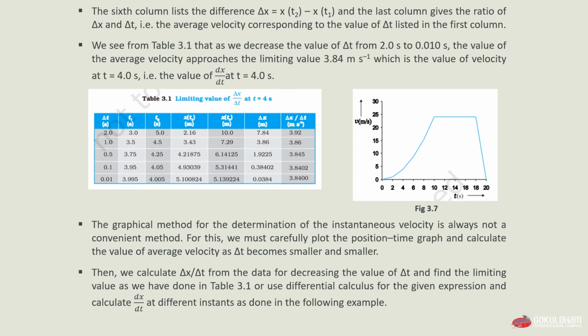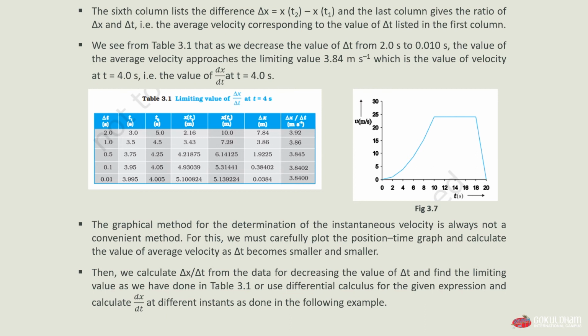Also, the graphical method for the determination of instantaneous velocity is not always a convenient method, as we discussed previously. In order to use the graphical method, you have to be careful to plot the positions in the position-time graph. If you do not do so, then your graph can become wrong. So the graphical method is not always convenient. You must carefully plot the position-time graph and calculate the value of average velocity as the value of delta t time interval becomes smaller and smaller.